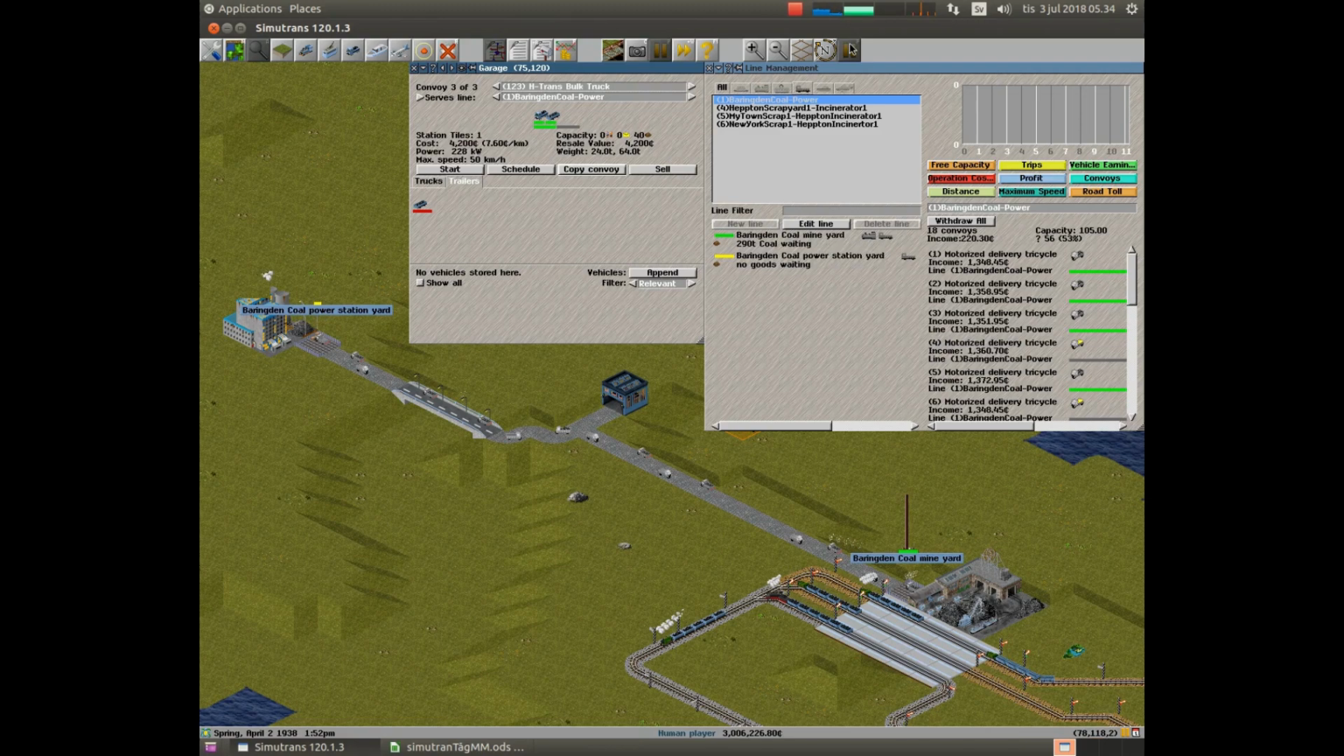Before we do that, you should not use this method on a line which has few vehicles or if all vehicles are empty. So to show this, I stop the time. And in the line manager we have this button.